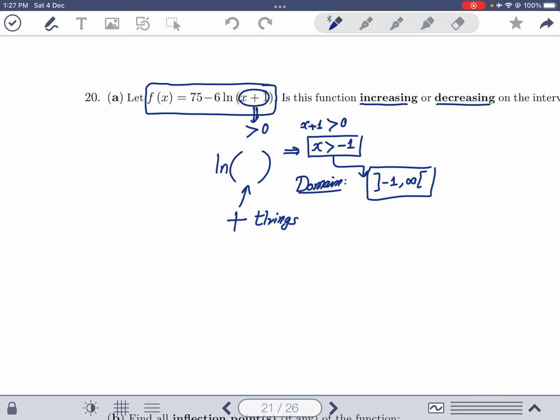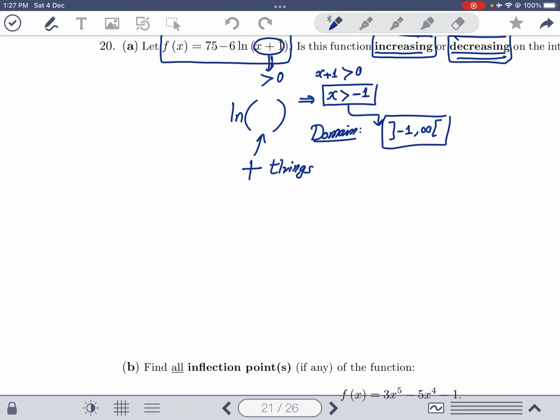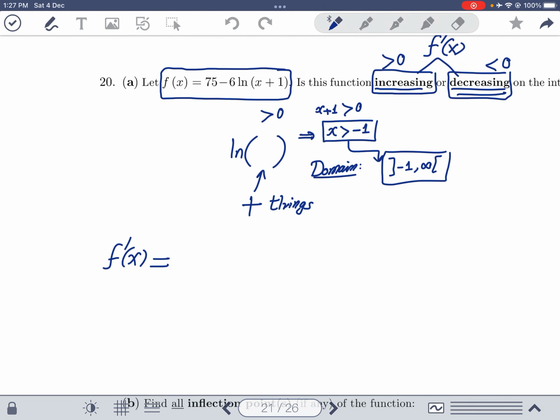But what you really have to do to know the behavior of increasing, decreasing, is to study the derivative, f prime of x. Because when it's positive, the function is increasing. So when f prime is bigger than 0, it's increasing. And when it's less than 0, it will be decreasing. So what we'll do is the derivative, f prime of x equals, so what is the function again? Look again. The function is 75 minus 6 times ln. So the derivative of 75 is 0, minus 6.